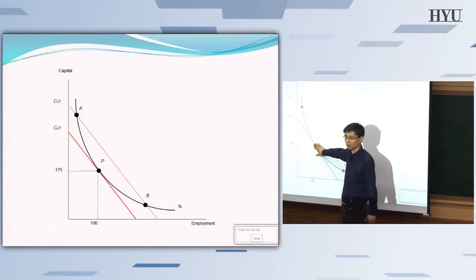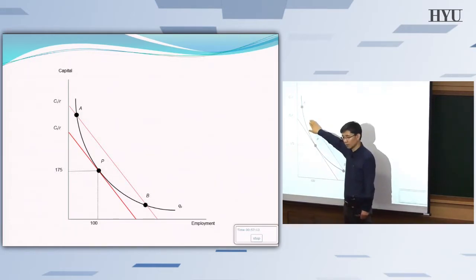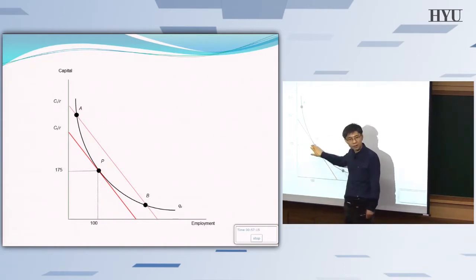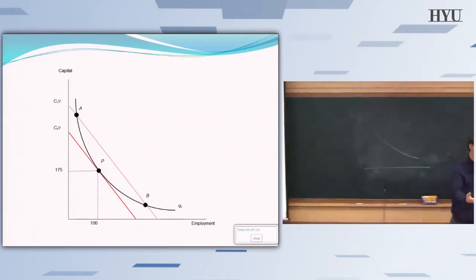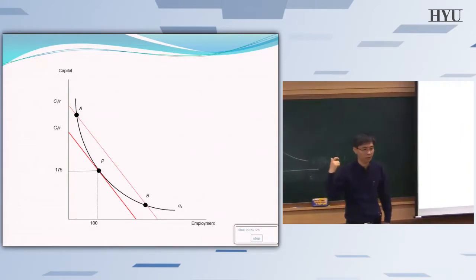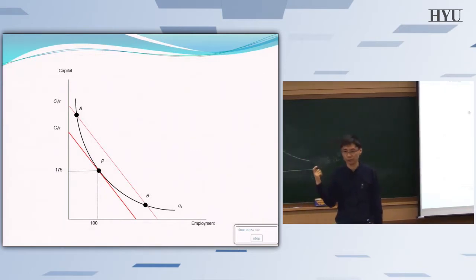So what's special about this point? At this point, the 2 slopes are the same, right? Which and which? The slope of the isoquant is equal to the slope of the isocost. Okay? So that is the cost minimizing condition to produce output Q0.